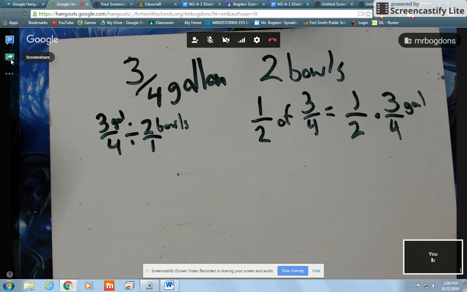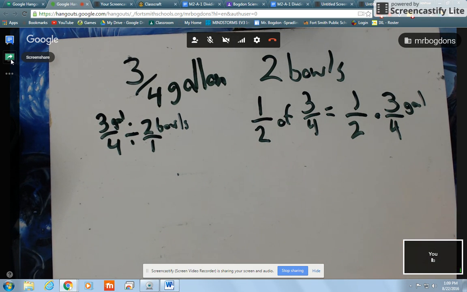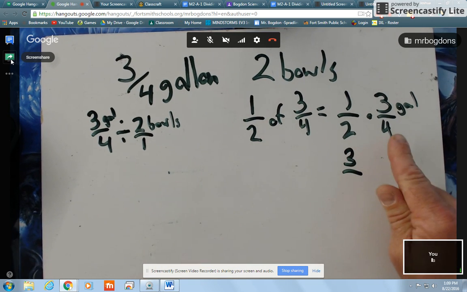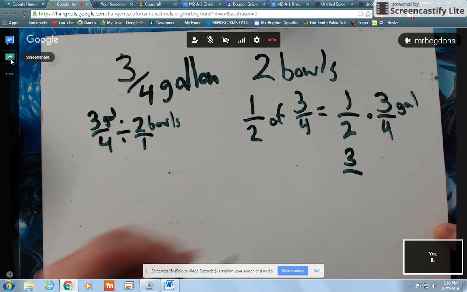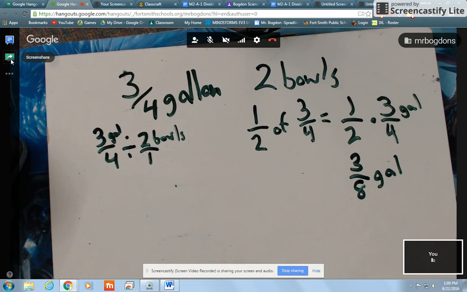So someone said 3/8. Let's go ahead and do some math. Now I know that multiplication is probably the easiest way to do things, because whenever I'm multiplying fractions, I multiply across, right? So what is 1 times 3? 3. And then 2 times 4? 3/8 of a gallon. Oh my goodness. I'm just trying to color on my thing.